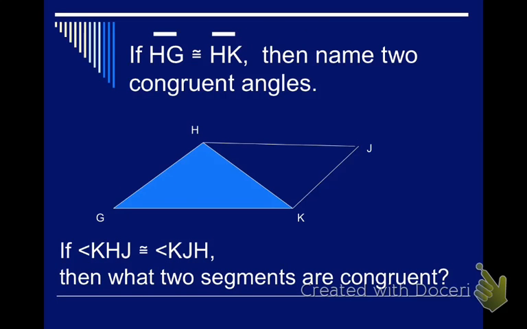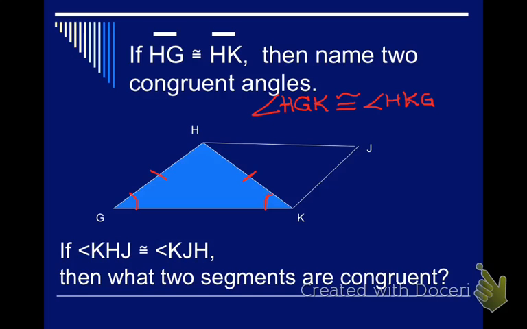In this diagram, if we again look at segment congruence, segment HG congruent to segment HK, name two congruent angles. Well, if we block out this other part of the diagram, this is similar to just the last example, and that means these two angles are going to be congruent. So angle HGK is going to be congruent to angle HKG. Okay, so that's the congruence there.